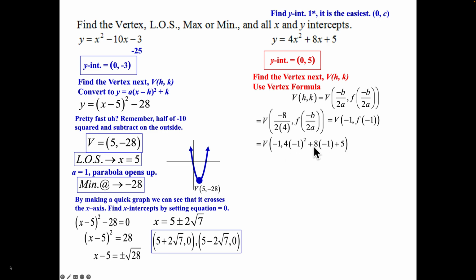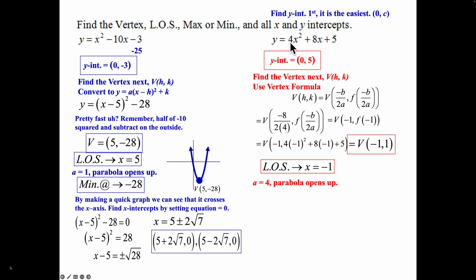I think we can do this one between our ears because negative 1 squared is 1, times 4 is 4. 8 times negative 1 is minus 8. So 4 minus 8 is negative 4, plus 5 is going to be a 1. So there's my vertex at (negative 1, 1). As soon as you have the vertex, then you can do the line of symmetry. x equals negative 1. It's an equation. Because 4 is positive, my parabola opens up, and therefore we have a min at the y-coordinate of 1.